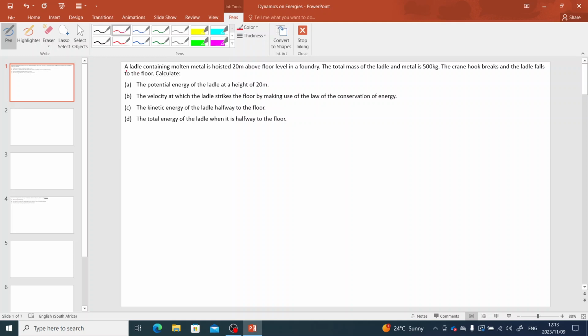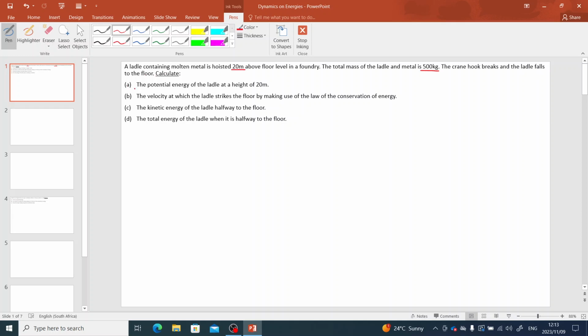A ladle containing molten metal is hoisted 20 meters above ground level. The total mass of the ladle metal is 500 kg. The crane hook breaks and the ladle falls to the floor.